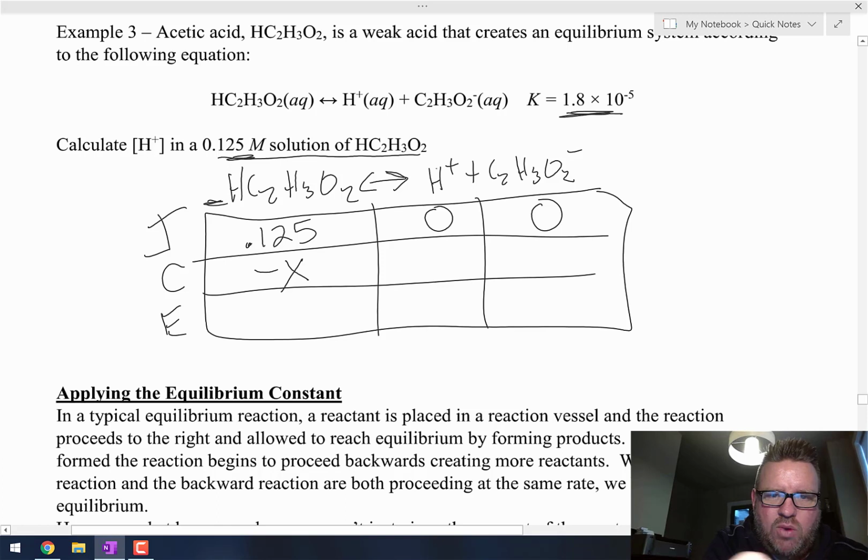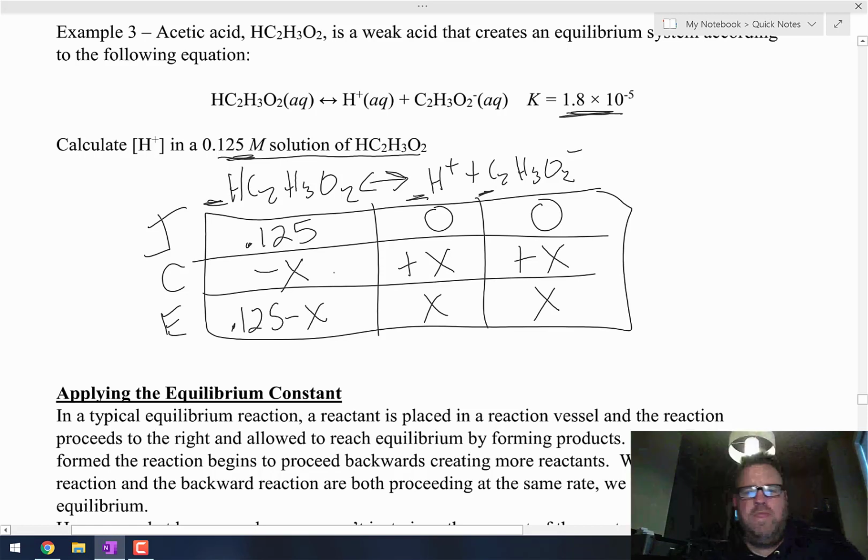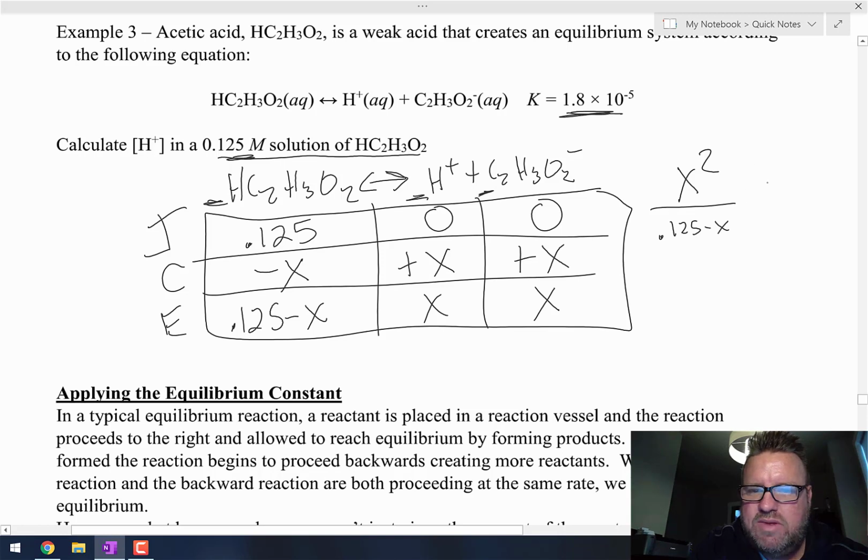Okay, and then because it's a 1 to 1 to 1 ratio, this is going to go up by X, and this is also going to go up by X. So at equilibrium, we have X, X, and 0.125 minus X. Now we have to solve this. On the top, you're going to have X times X, which is X squared. On the bottom, we have 0.125 minus X, and that's going to equal the equilibrium constant, 1.8 times 10 to the minus fifth.